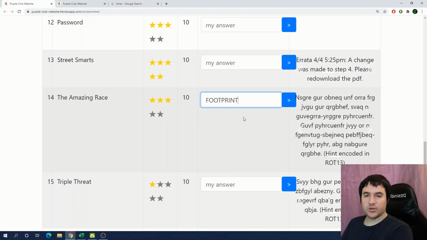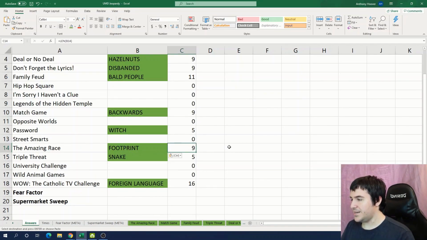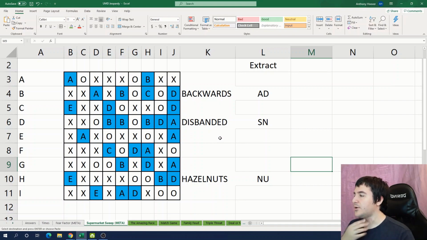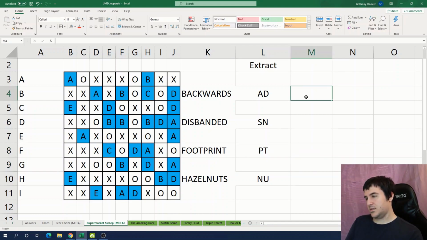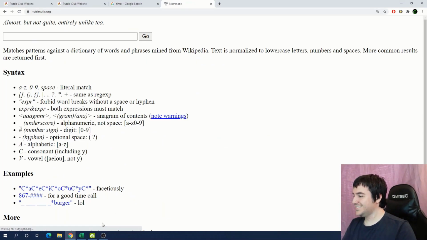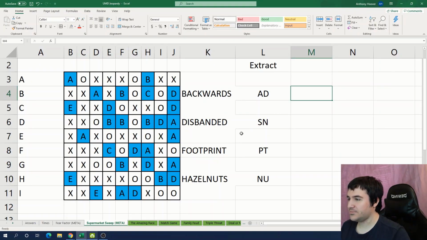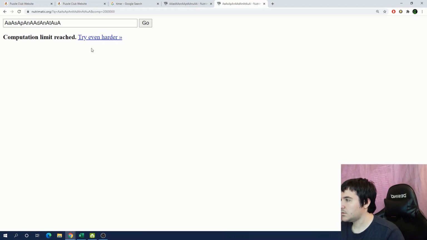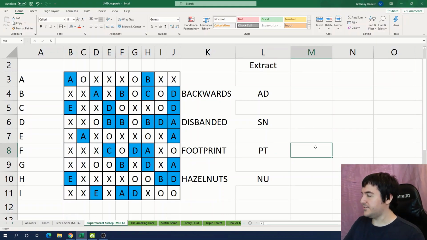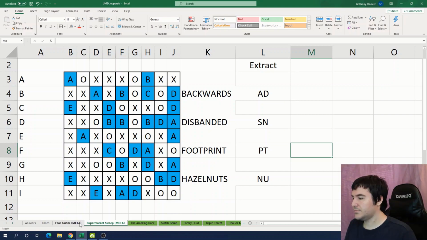This is the Amazing Race. We're trying the answer footprint. Yes, footprint's correct. That is a 9-letter answer, so it's going to feed into our supermarket meta puzzle. And it's gonna give us the letters P and T. Still might be a little bit early to solve this. Bring up new traumatic. Are these gonna read down the columns, like the first and then the second, or is it gonna read across? I'm not sure. Okay, I don't think we have enough answers to solve this right now.